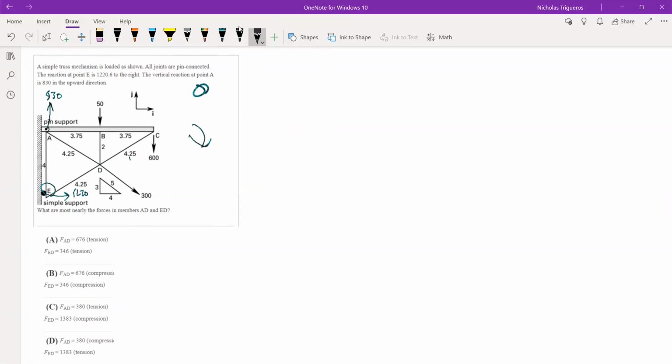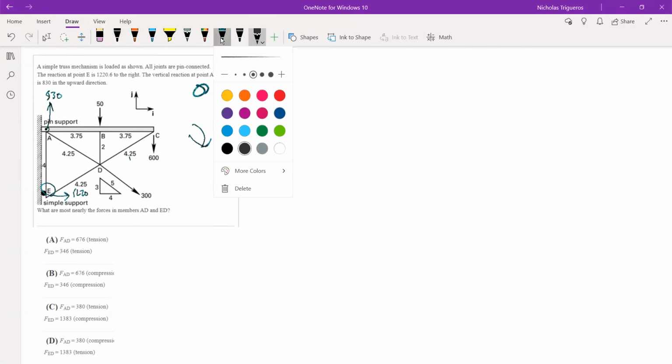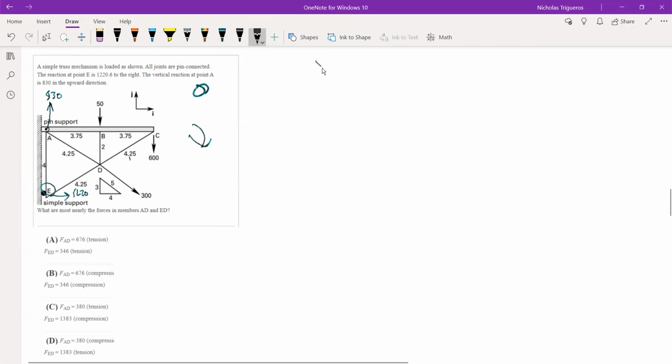And even then, if it was tension compression, I was going to say C anyway because E had a higher magnitude than A. That would just tell me that FED has to be higher magnitude than AD. Exactly. That's the way you can do it intuitively.